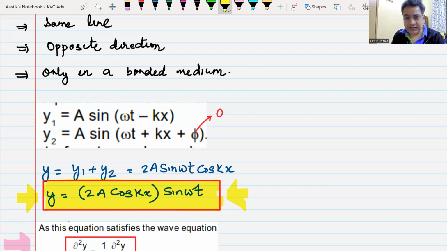This is just one equation I have written. Do we understand what I'm saying? This is just one equation of the standing wave I've written. There could be other equations depending on the constituent waves. What are the other equations possible?